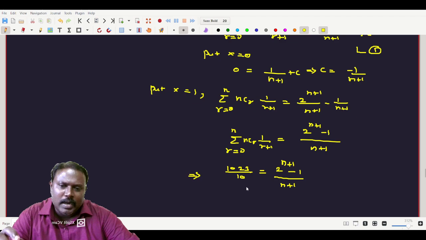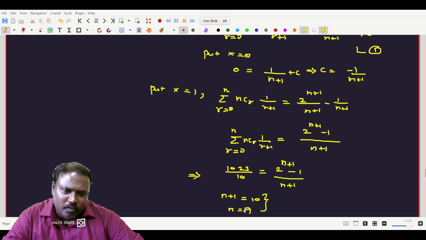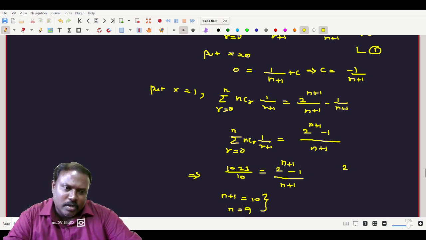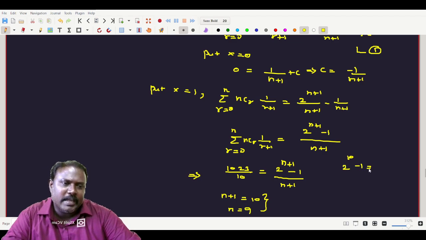If you compare both, I can say this n plus 1 could be 10. So from this I can say n equals 9. So the value of n is 9. Once again we need to check it also. If I put n equals 9 here, this is 2 power 10 minus 1. 2 power 10 is nothing but 1024 minus 1. This is simply 1023, that is sitting here.